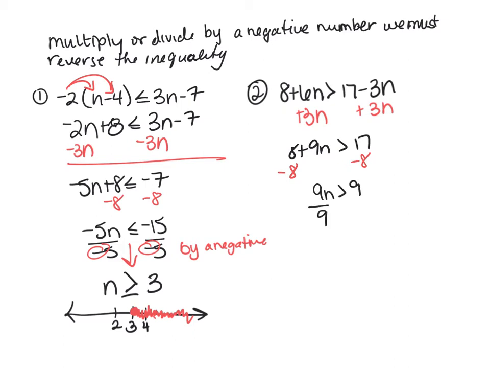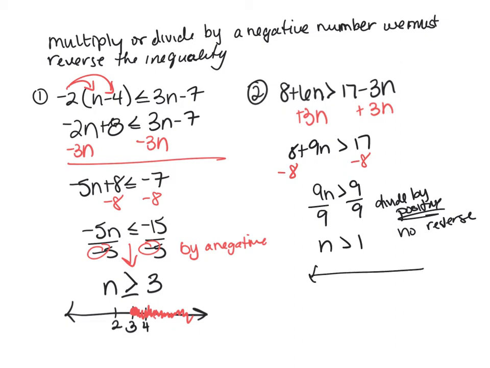And I'm dividing by a positive, so there's no switching. It's just n is greater than 1. I draw that on a number line: 0, 1, 2. Open circle because it's just greater than. And greater than is 2, 3, 4, 5, to the right.